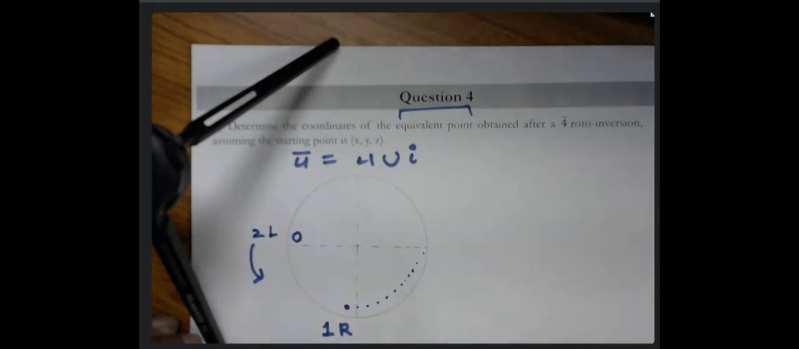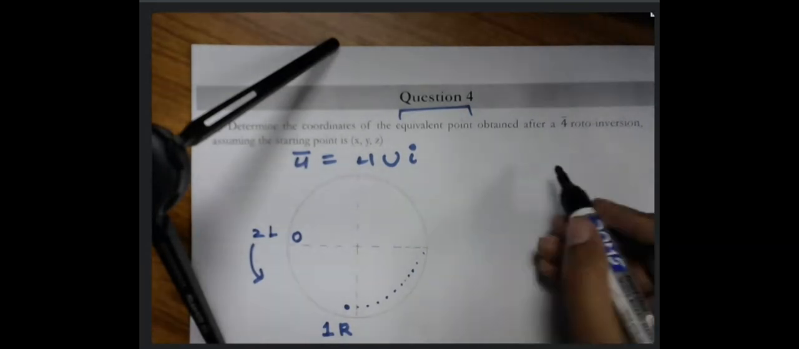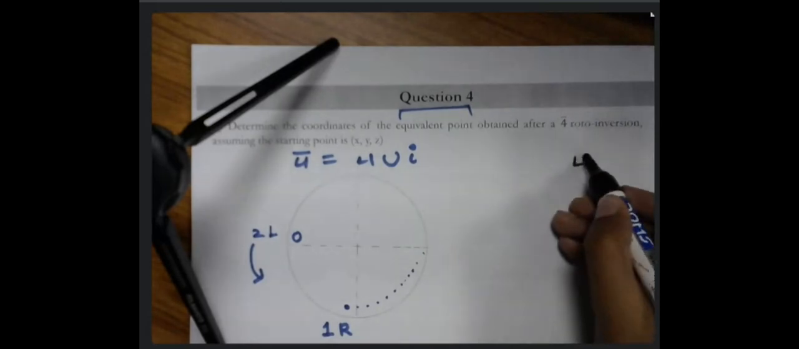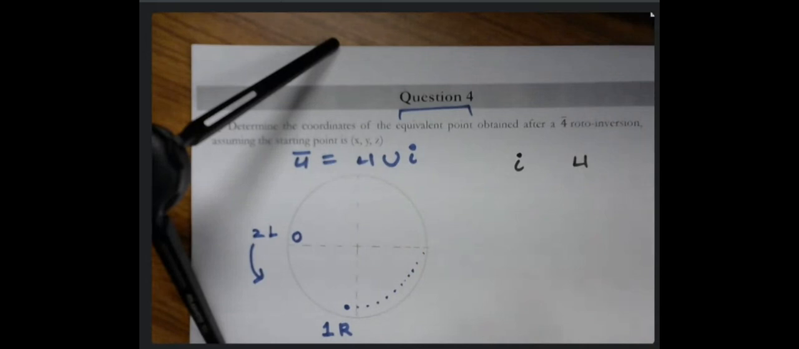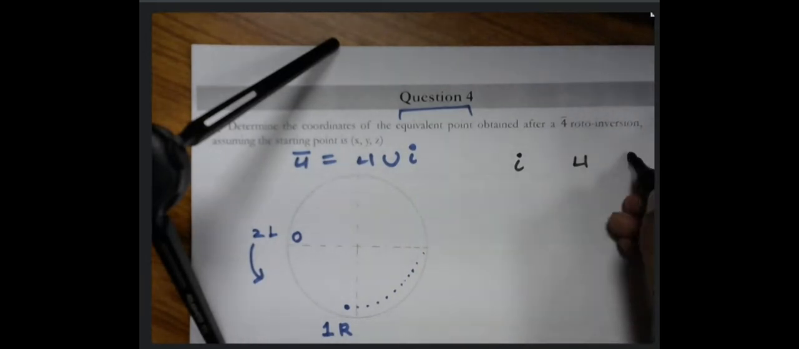Okay, so let's stop right now before we complete the stereographic position. So what we did is we did the fourfold and then we did the inversion. Starting point was x, y, and z.